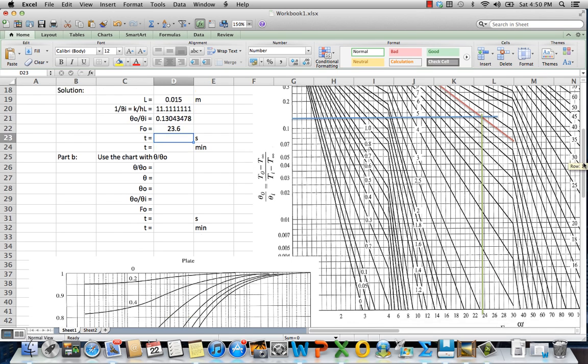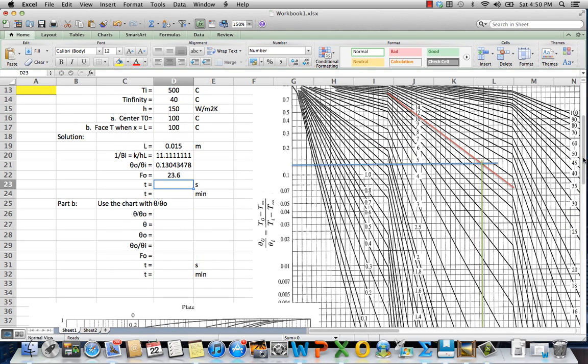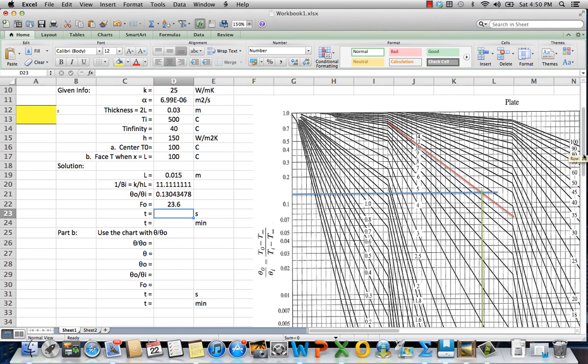Now the Fourier number is alpha t over L squared. So that means that t is going to be the Fourier number times L squared divided by alpha. Okay, so let's just calculate that. The Fourier number times L squared divided by my alpha, and that gets me the time in seconds.